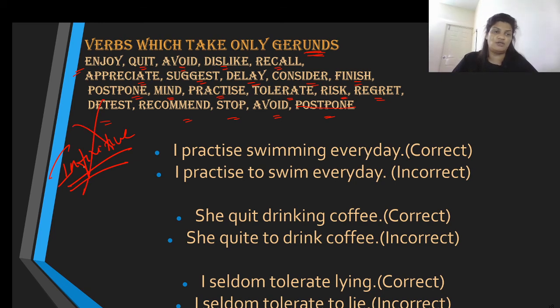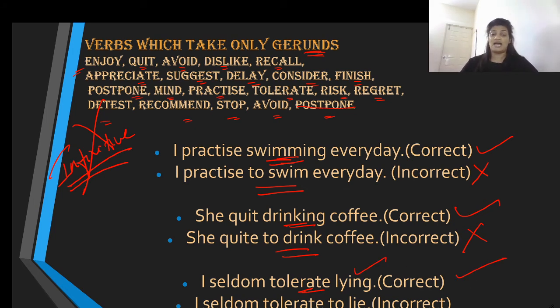Examples would be I practice swimming every day, which is a correct usage. Supposing if you say I practice to swim every day, it is incorrect. You gotta say I practice swimming every day. Similarly, she quit drinking coffee, which is a correct usage. If you were to say she quit to drink coffee, then it is incorrect. You gotta say she quit drinking and not she quit to drink. Similarly, I seldom tolerate lying, which is a correct usage. I seldom tolerate to lie is incorrect.